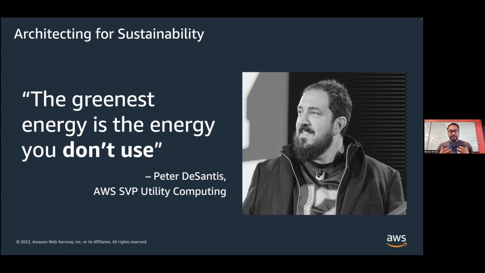What are the impacts of the services that you're going to use on top of AWS or in the cloud? We try to quantify them through the entire workload lifecycle, and take actions by applying best practices to reduce the impact of your workloads.